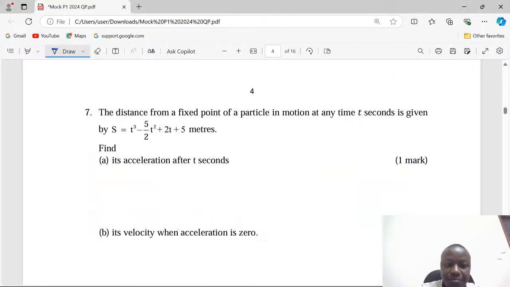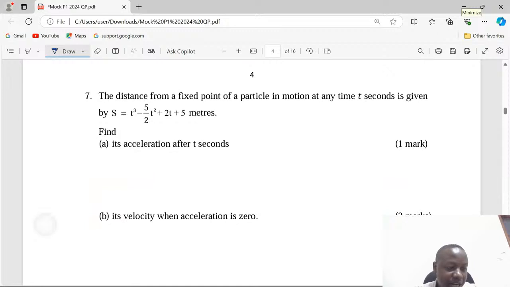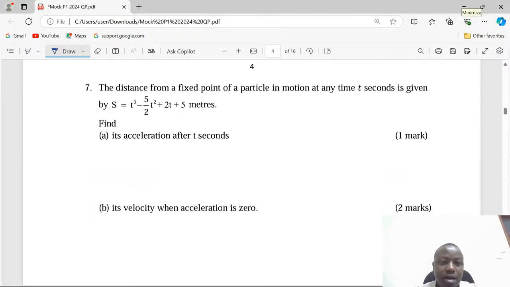Thank you so much. We get back to number 7. The distance from a fixed point of a particle in motion at any time t seconds is given by s equals t^3 minus 5/2 t^2 plus 2t plus 5 meters. Find part A, its acceleration after t seconds.